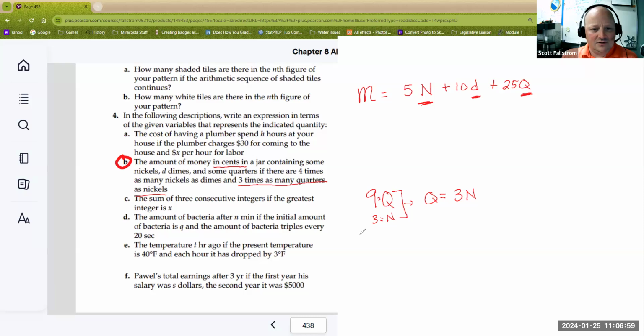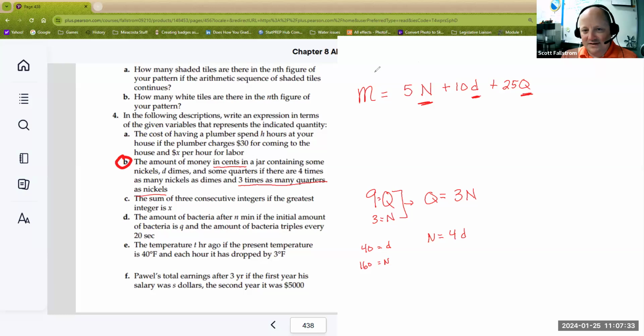4 times as many nickels as dimes. So let's just get an idea here. If I had, I don't know, 40 dimes, and there are 4 times as many nickels as there are dimes, so there's more nickels, this would be 160 nickels. So in this case, what I would say is that n would equal 4d.